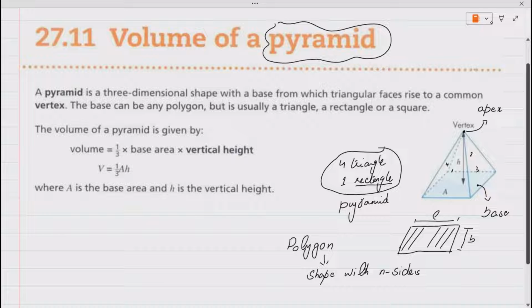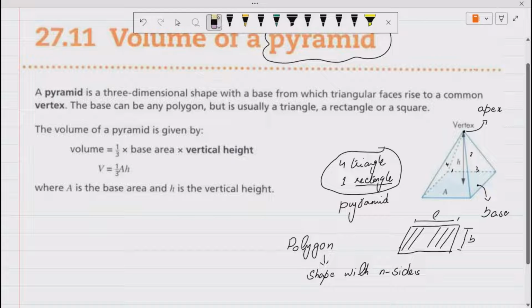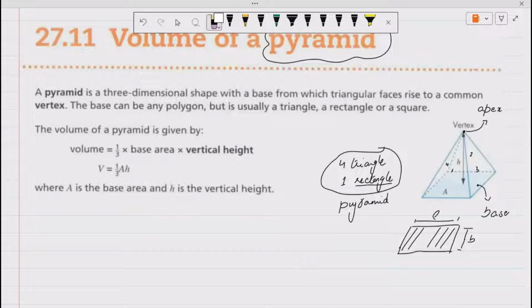Okay, now, so first of all, we are taking the definition of a pyramid as that it has four faces, which are triangles, and one face called the base, which is a rectangle. And this is our definition of a pyramid. We are strict to this definition.